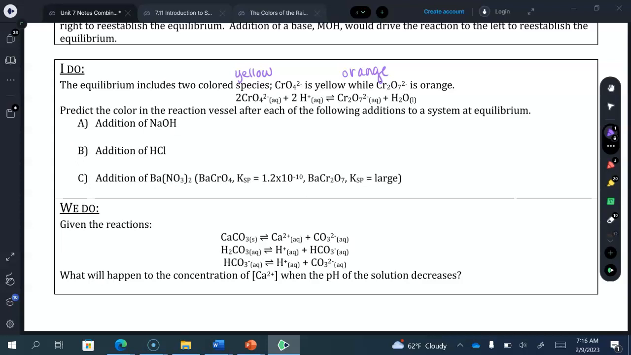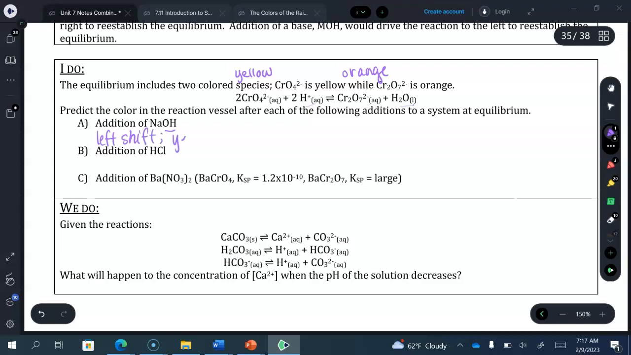Okay. So when we add the hydroxide, we have to think of what this is going to react with, because I don't see it in the reaction. Well, a base reacts with acid, so that means that this hydroxide is going to react with this hydrogen ion and remove it from the system. It also produces water, so this is being made. So we're removing from the reactants, adding to the products. This reaction will then shift left. That means that this reaction will become more yellow.